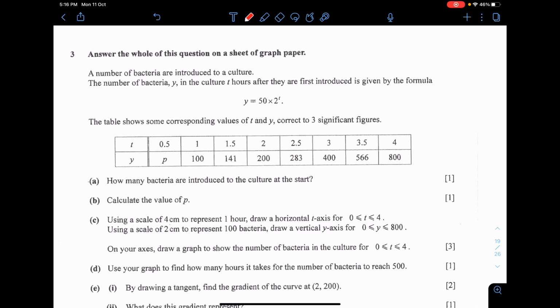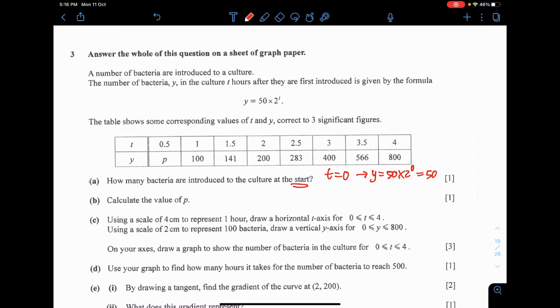A number of bacteria are introduced to a culture. The number of bacteria in the culture T hours after they are introduced is given by this formula. The table shows some corresponding values of T and Y corrected to 3SF. How many bacteria were introduced to the culture at the start? When they say start, that means the time must be 0. Hence I just put into the equation 50 multiplied by 2 to the power of 0, which is 50.